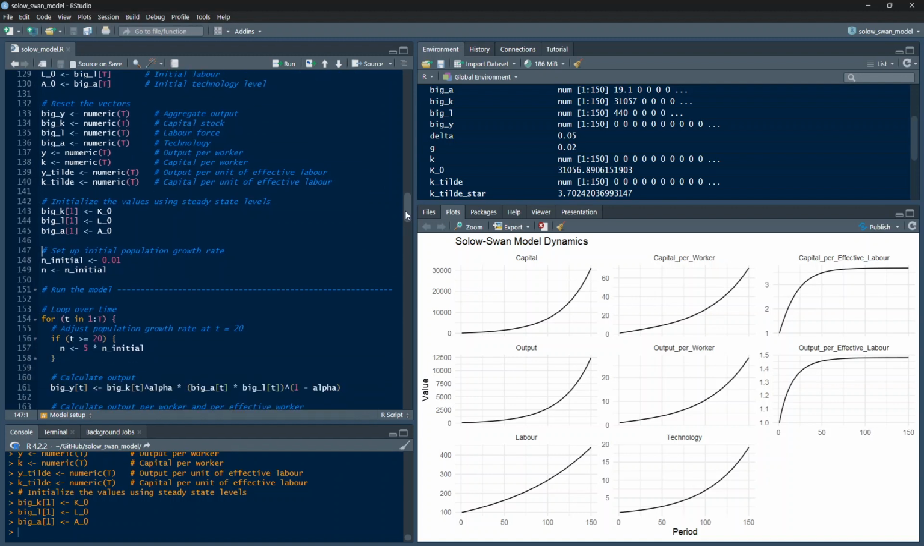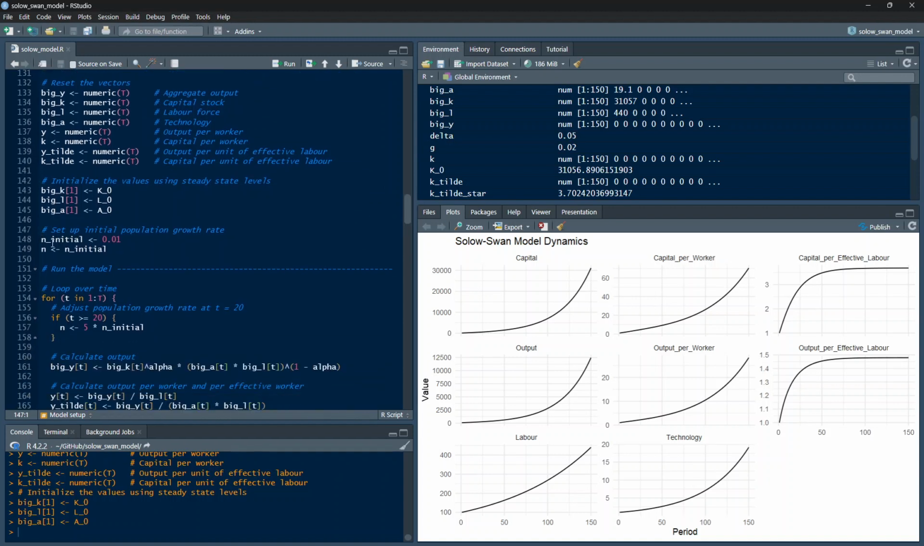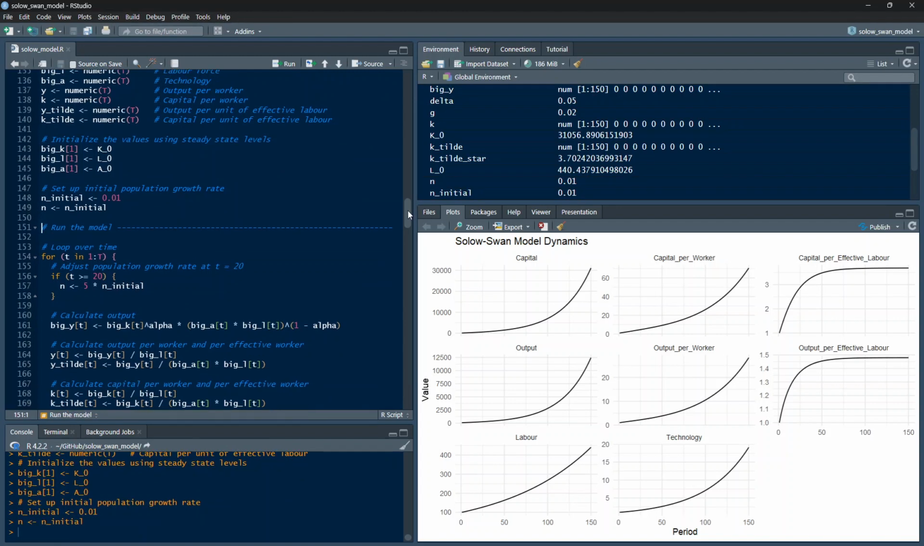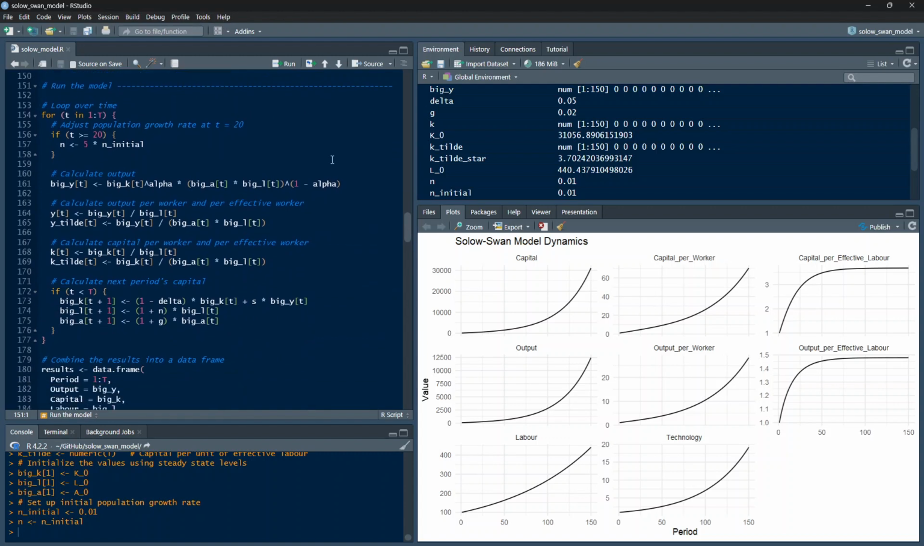One thing that we need to change is that the population growth rate is going to change halfway through. We're going to say the population growth rate is 1% per time period, as we had previously, but that's just going to be our initial level. Here we're going to again loop over the same model, but if time t is greater than or equal to 20, the population growth rate is 5 times that initial level. So let us run this model.